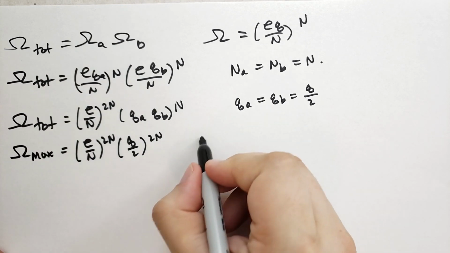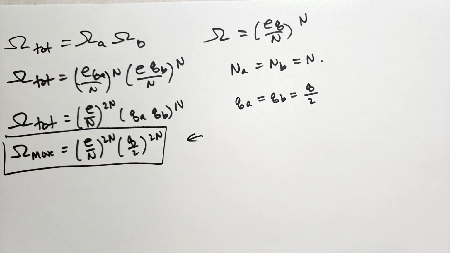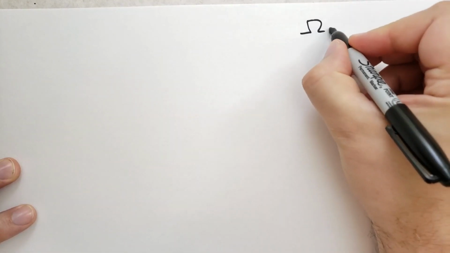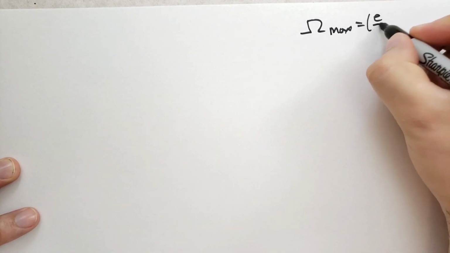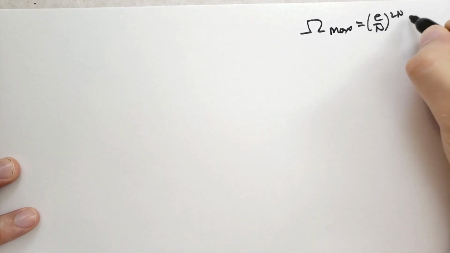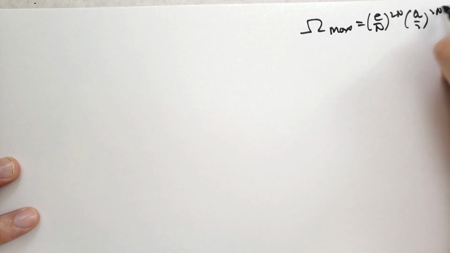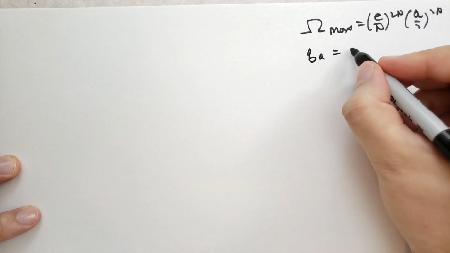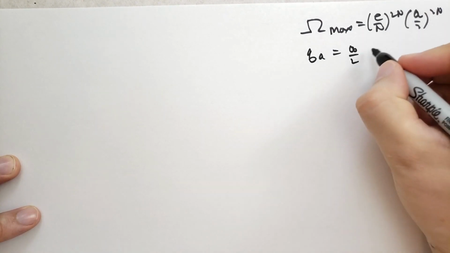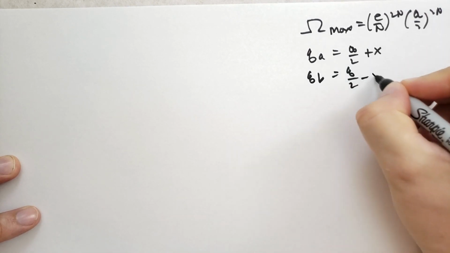Okay, so this is the maximum multiplicity. That's the peak, right? The peak is going to occur with a multiplicity of (Q/2)^(2N). Now what I want to calculate is, if we take QA equal to that half energy plus X and QB equal to that half energy minus X, what happens?